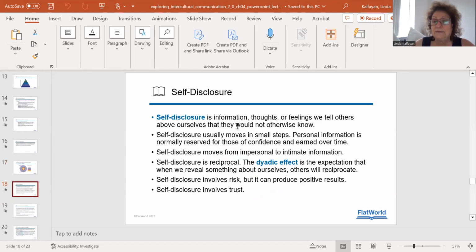So self-disclosure is information about ourselves that we disclose to other people. Some people disclose more than others. And as we go through it, a dyadic effect is the expectation that when we reveal something about ourselves to others, others will reciprocate. There's the key. So if you're just meeting someone and you're talking about, oh, I like this class, I had this professor before, and the other person's just saying yeah, or not committing to any type of eye contact, you have no reciprocation there. So don't push. That's it.